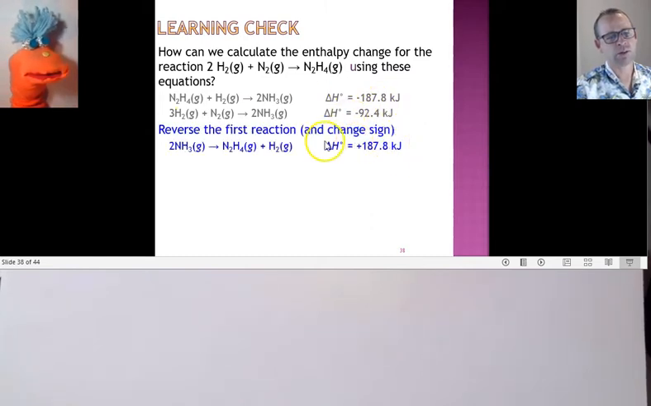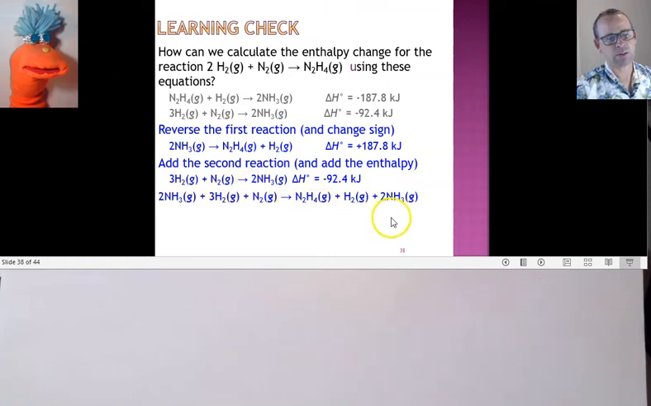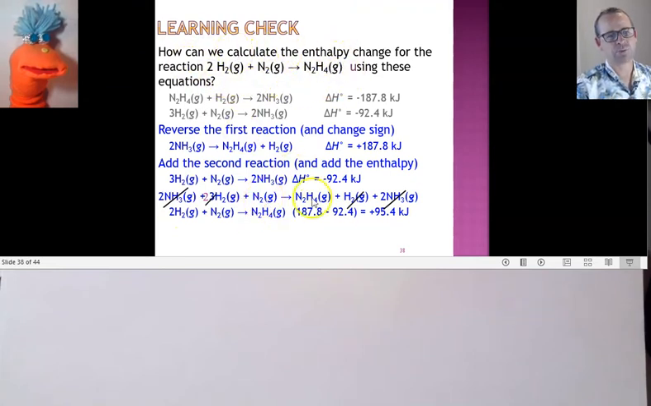It changes its sign. And now after we flipped it, then what could we do? Well, I think you could just add it right to the second equation, right? Yeah, then we could just add it right to the second equation. And we knew that because they told us the equation we were after. And we looked at this new one that we got from flipping the first one, and the second one, and we saw that when we added them together and canceled out stuff that was extra, we got our reaction that they wanted to know the delta H of.